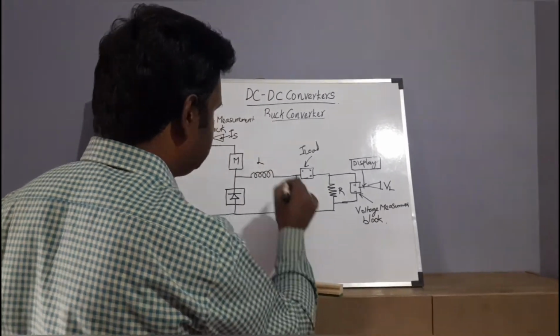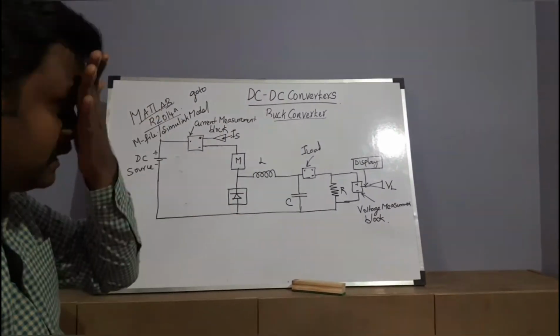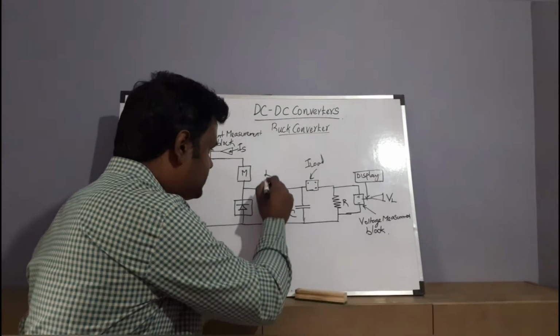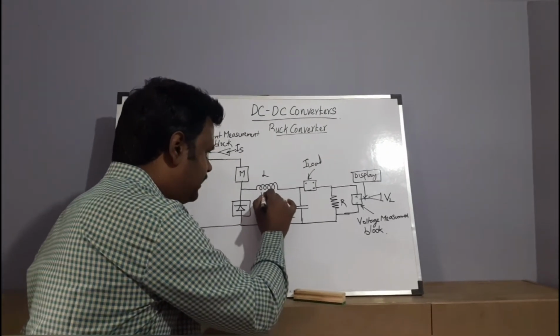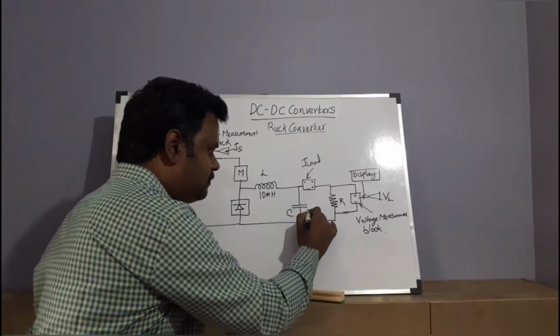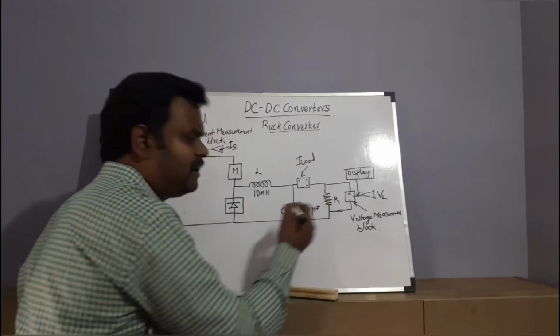This is L, this is C. You can set the values of L and C, right? L and C values can be, for example, L value can be 1 or 10 millihenry, and then C can be 100 microfarad. Like that you can vary the value.